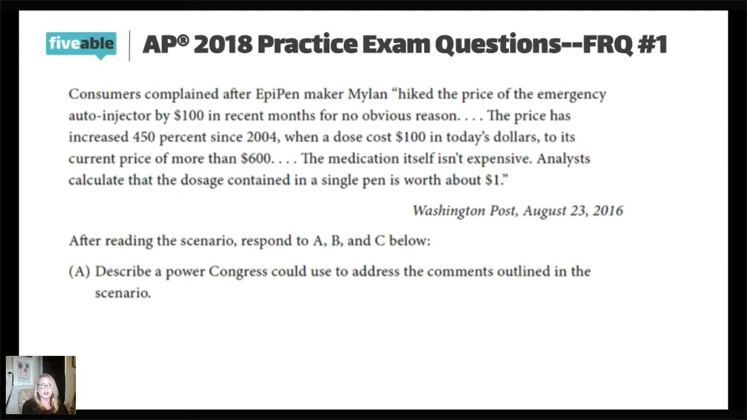Okay. So describe a power of Congress that Congress could use to address the concerns outlined in the scenario. So what can Congress do? What is their main function? How can they address this problem? What would you say? And this doesn't have to be a fancy answer.